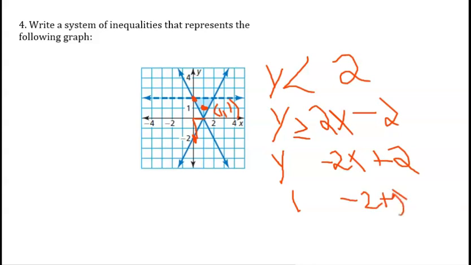So we have 1 is blank to negative 2 plus 2. That's also going to be greater than or equal to. So this would be your system of inequalities for this graph.